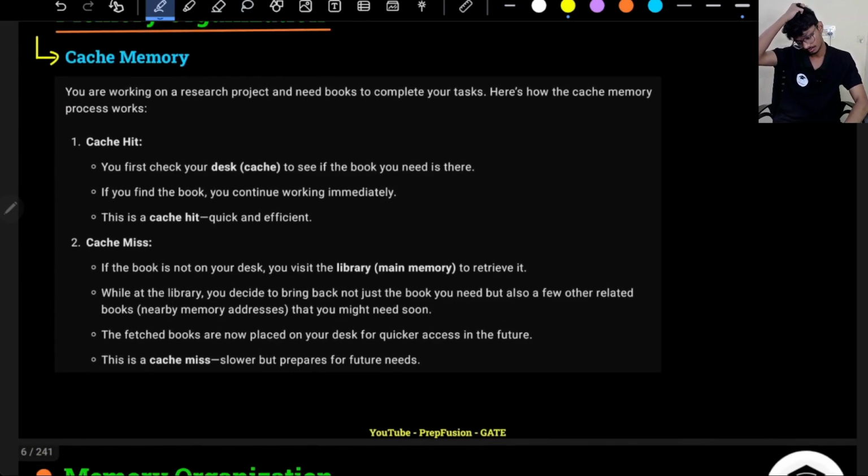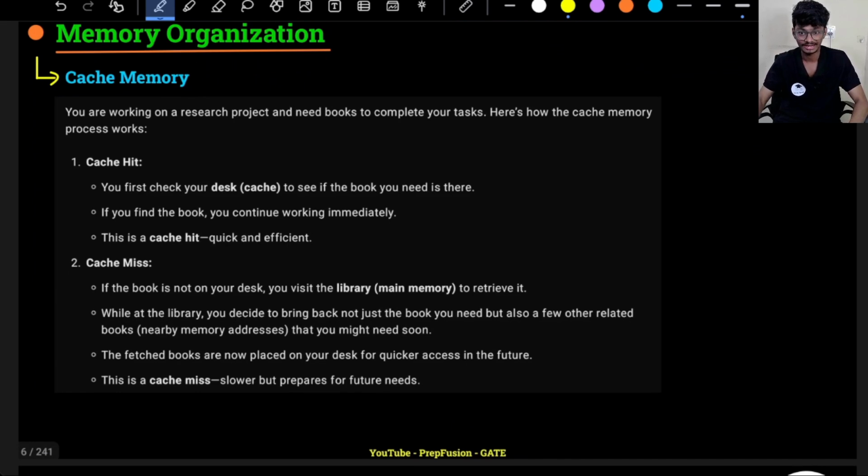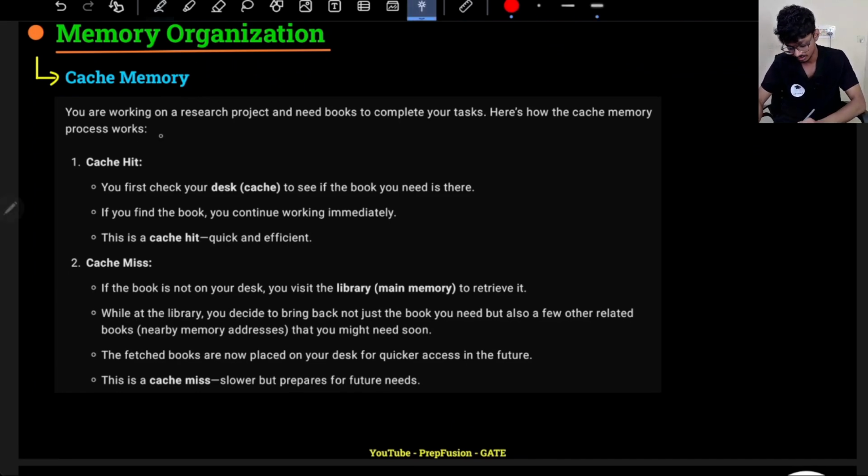Now there is another analogy for cache hit and cache miss. Let's say you are working on a research project and you need books to complete your task. Here's how cache memory will work. Cache hit: you first check your desk, right? So whatever books are present, if the book you need is there, you have found the book and you continue working immediately. You don't need to go away from the table. So a cache hit is very quick and efficient. That's why the higher the hit ratio, the better the system will be.